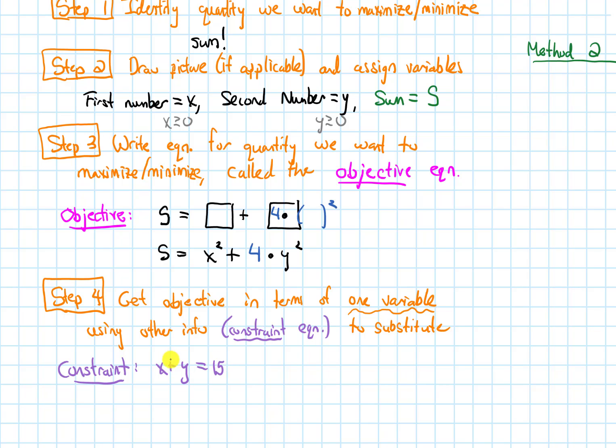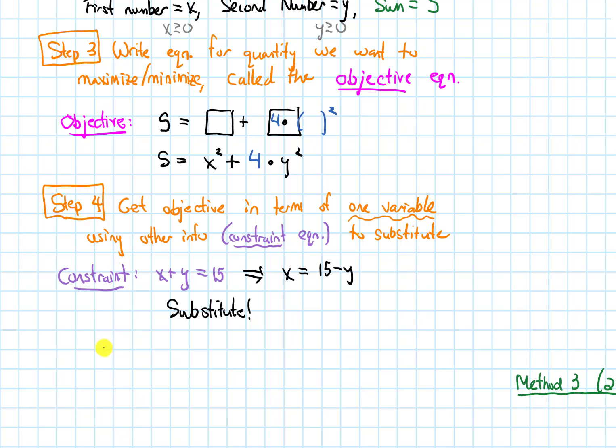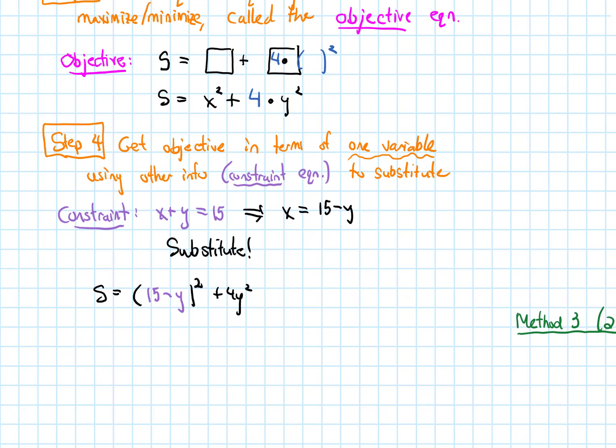So let's isolate one of the variables in this equation. Typically, we will isolate whichever is easiest to isolate, and then I will plug that into my objective. In this case, I think both of the variables are equally easy to isolate, so maybe I'll isolate x. So x equals 15 minus y, and now let's substitute. So if we substitute, we get s equals, we're plugging in 15 minus y, that squared, plus 4y squared. All right, now we have a function in terms of one variable.